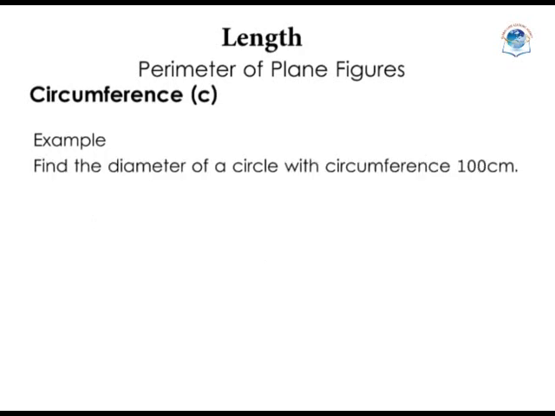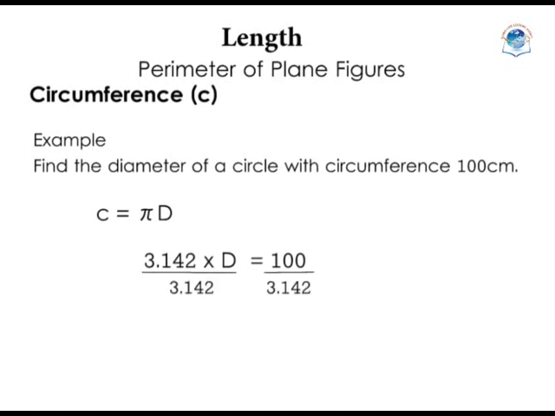Find the diameter of a circle of circumference 100 centimeters. Circumference is equal to pi d. 3.142 times d is equal to 100. To get d, we divide both sides by 3.142, and that gives us d is equal to 31.83 centimeters.